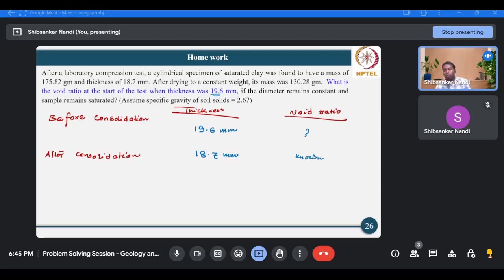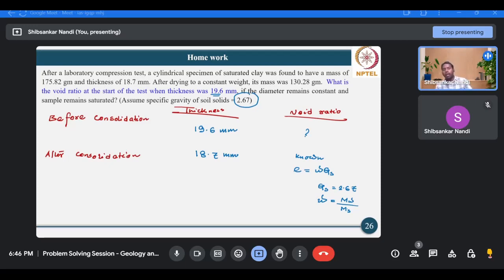It's known from this relationship: e equals w times Gs. The Gs value is 2.67 here, and the water content you have to determine from the given data. Now what is water content? Water content is nothing but the ratio of mass of water to mass of soil solids.